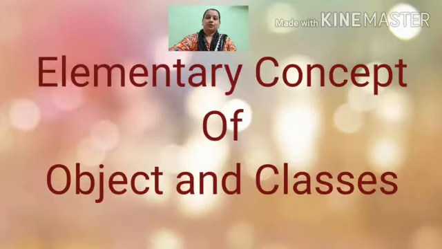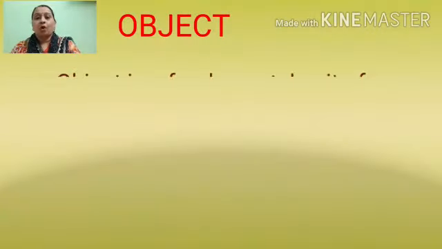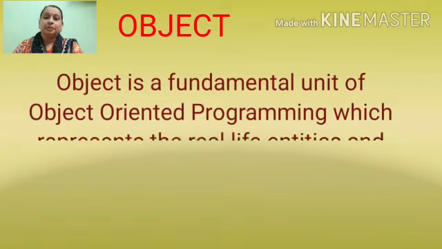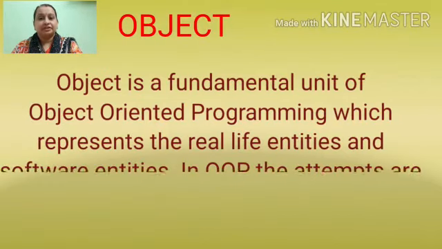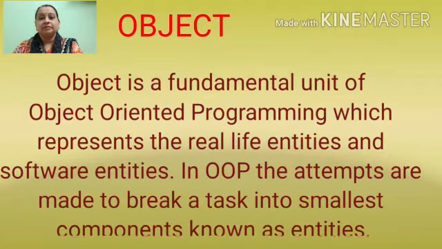In this video, we are going to learn the elementary concept of objects and classes. What is an object? An object is the fundamental unit of object-oriented programming and represents real life entities or software entities. In object-oriented programming, attempts are made to break the task into the smallest parts or components called entities. These are the objects. The objects are the basic elements of object-oriented programming, which are called entities.